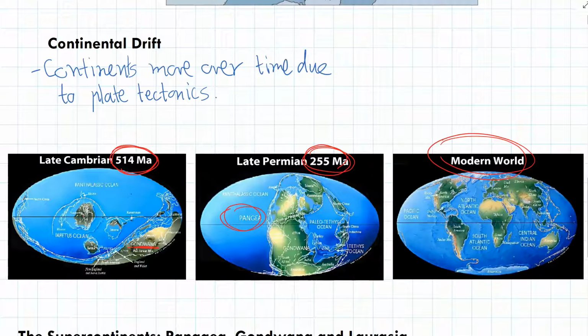But things will change, like Australia's moving north. The Atlantic Ocean's going to close again. So Africa will join up with the Americas, and there'll be lots of different things changing if you were around in another 100 million years or so.